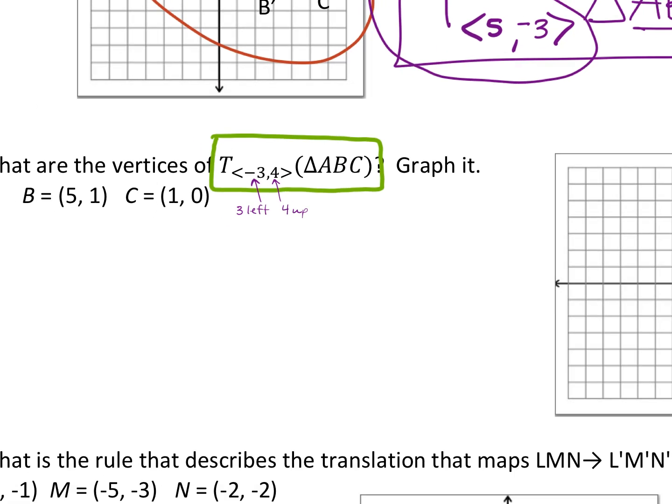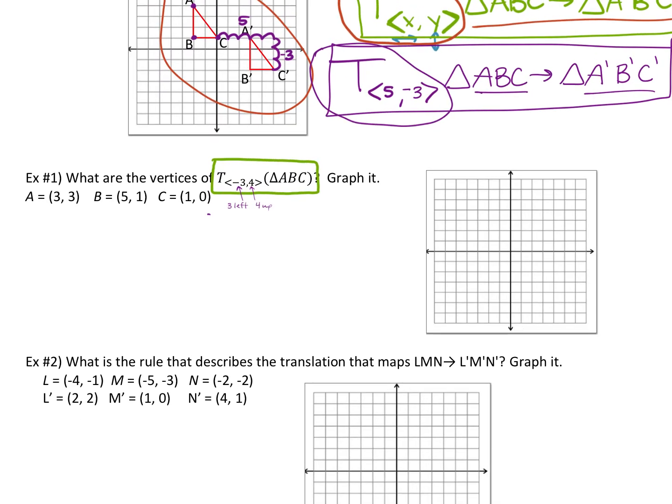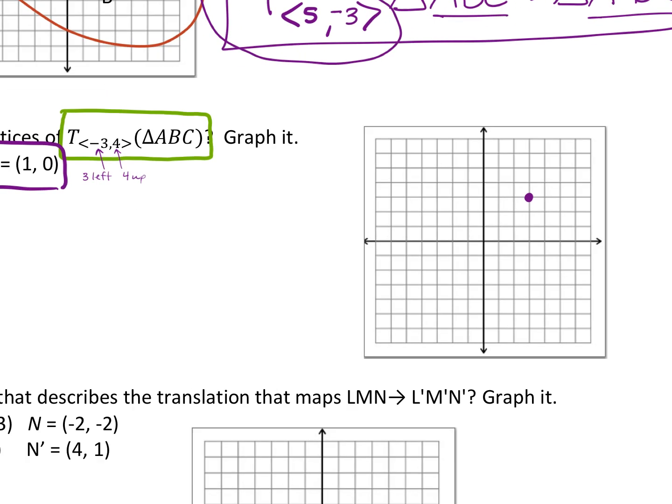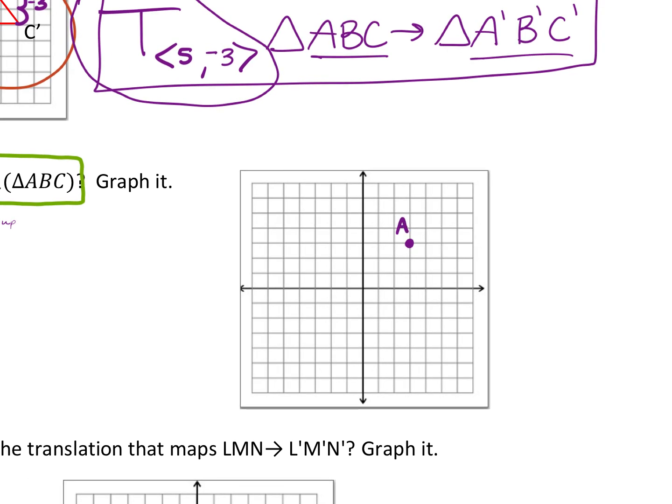Okay, so you are given these points. Let's plot them. One of the most important things here is that you plot your points correctly. So 3, 3, you have to label as A, because that is your A point.